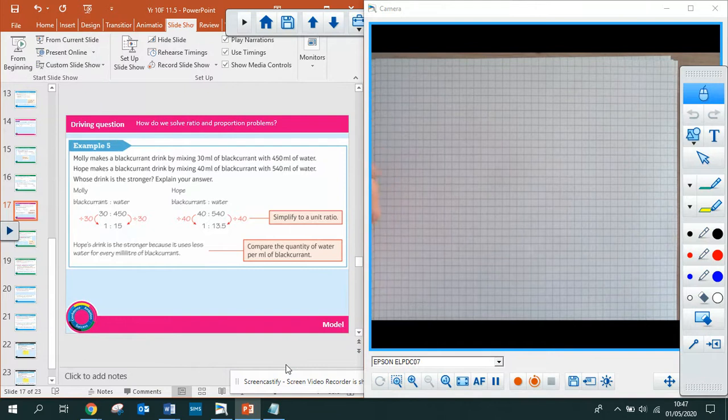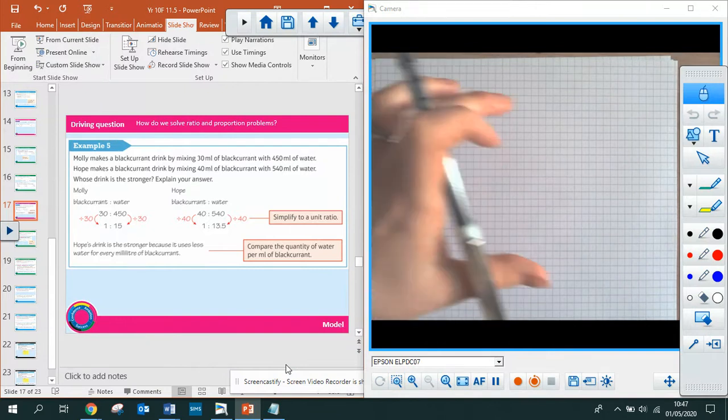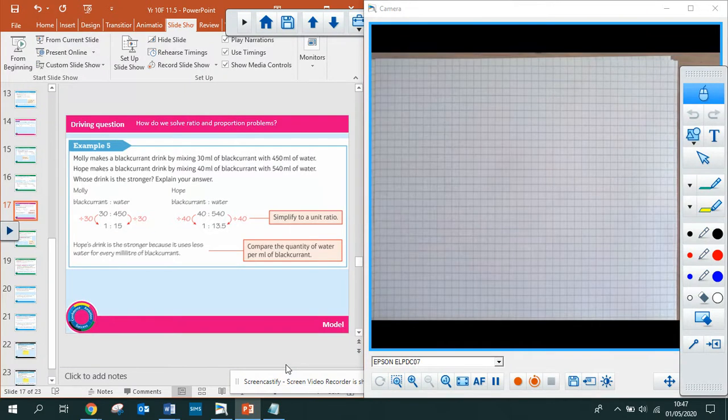Okay, so what we need to do here is create 2 ratios for each person and then simplify our ratios to a unit ratio. And the reason that we do that is because then we have one comparable figure, because one of our constant elements of the ratio, so in this case it'll be blackcurrant or water, one of them will be 1. Okay, so they'll be the same. So then we can compare using the other number, okay, which one's higher or lower. That'll make more sense as we do it, okay? So we'll start with Molly.